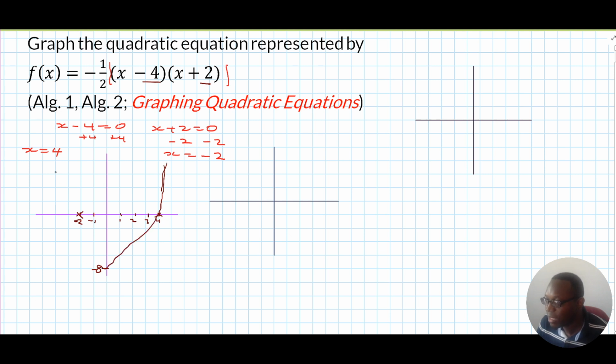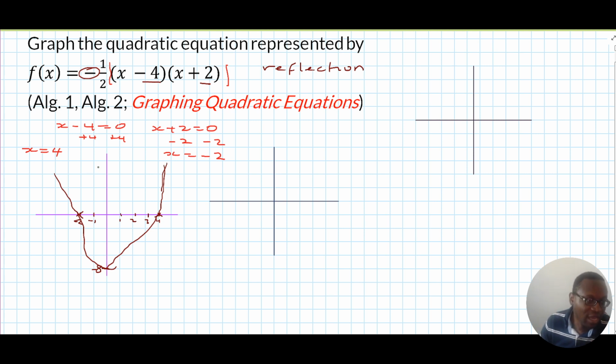So, and then we have this coming right about here. That's just a rough sketch of the root graph. Now we have this negative right here. That shows that we're going to have a reflection. When you reflect, all the positives become negative and all your negatives become positive. So what we're going to do now is every part of our graph that is above the x-axis is going to come below the x-axis, and every part that is below is going to go above.